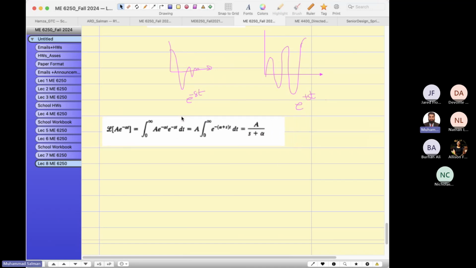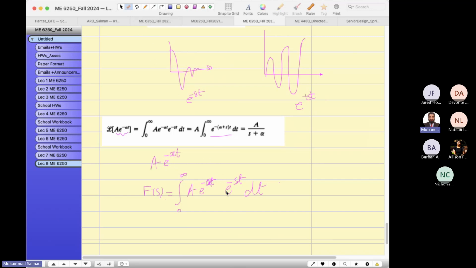So how would you take the Laplace transform of the function a e to the negative alpha t? I showed you the formula here, which is f of t times e to the negative st dt, where the lower limit is 0 and the upper limit is infinity. You take the integration. Suppose this is f of s. Then if you do the math here, e to the negative s plus alpha. This is alpha, by the way.